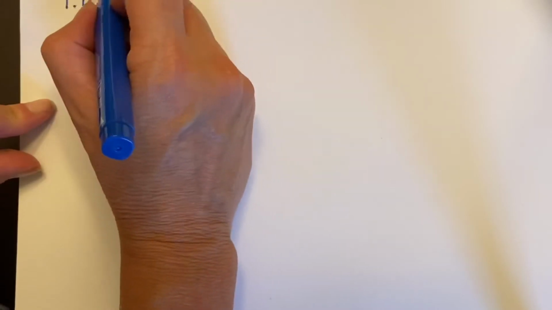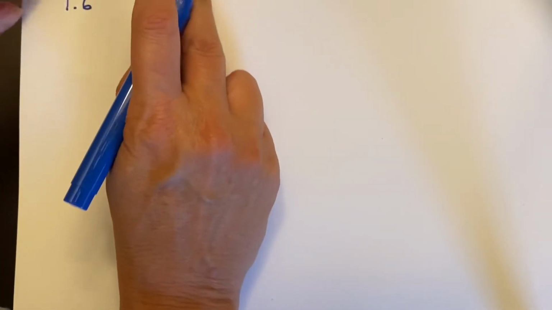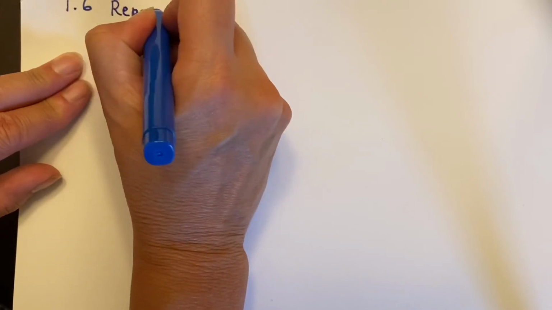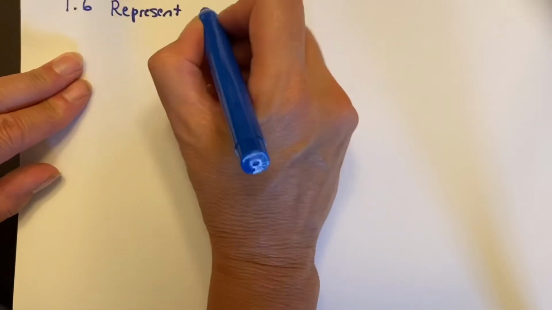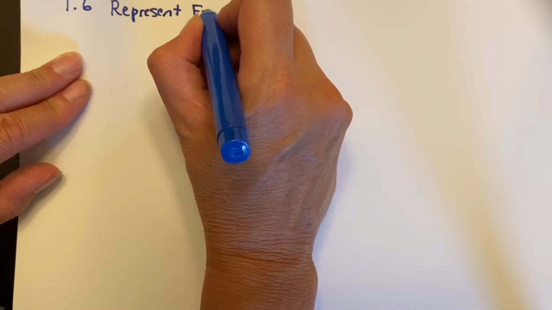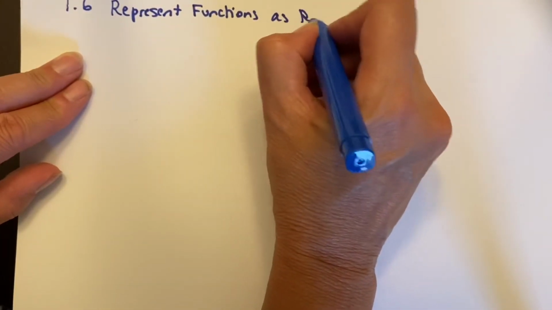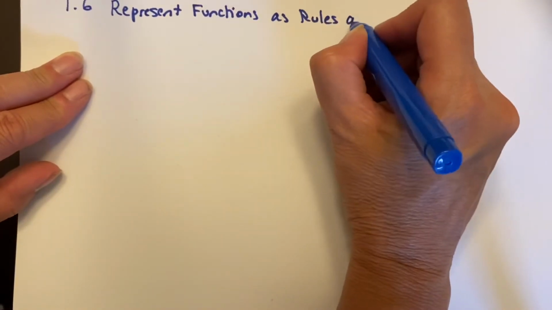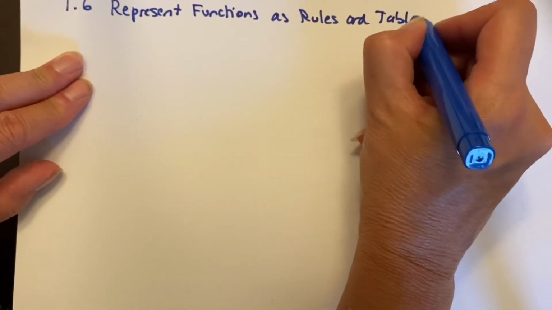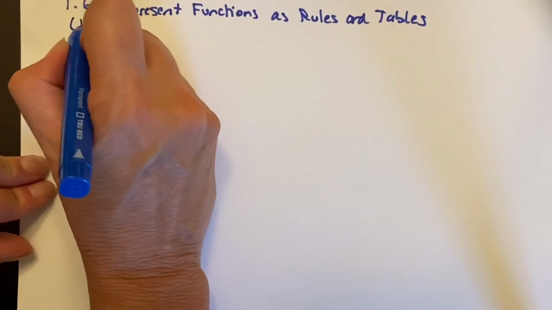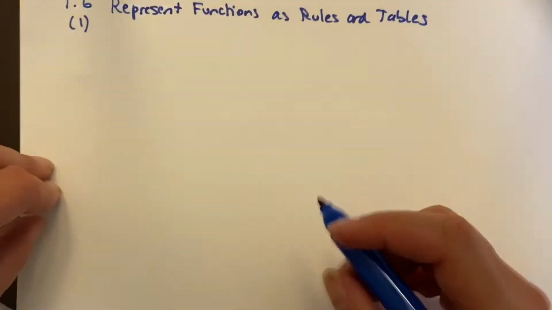This is lesson 1.6. Represent, and it's part 1. This is a 2-part lesson. Functions as rules and tables. A lot of the key of this chapter is understanding what a function is. I'm just going to put part 1 in here so we know it's part 1.